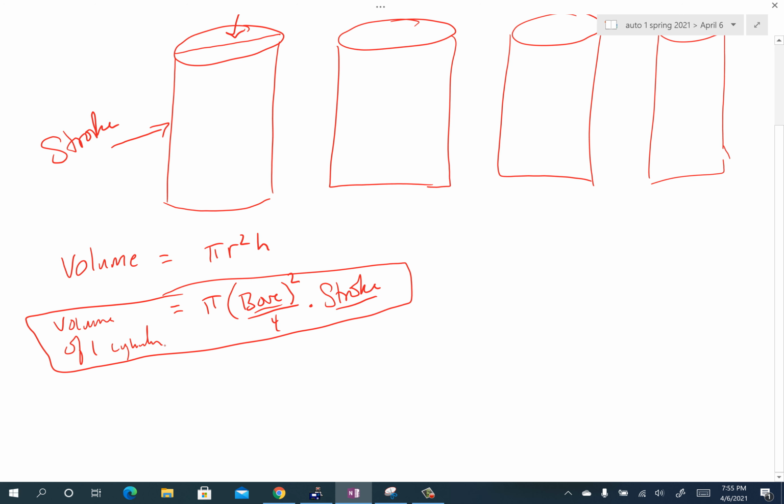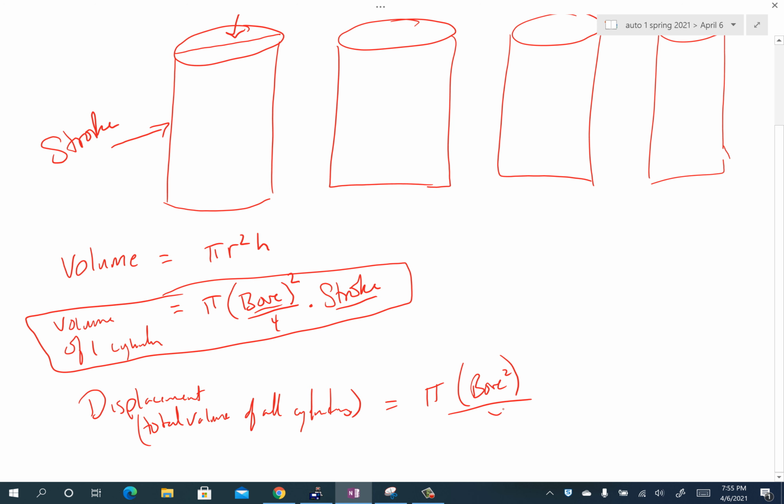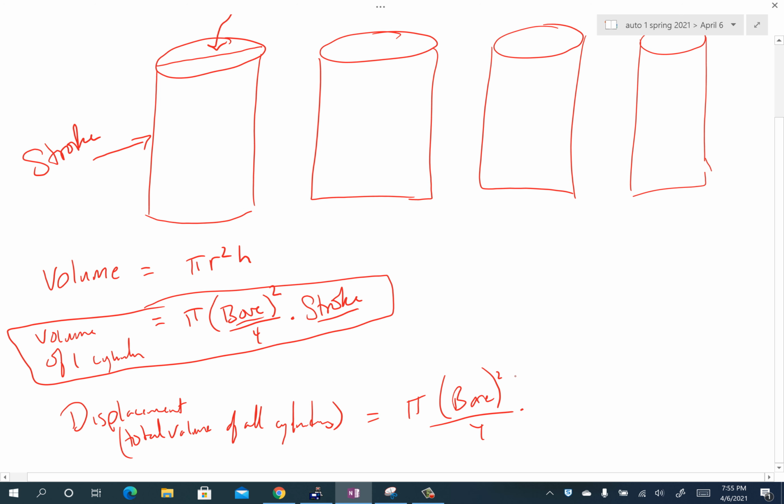So to get displacement, displacement is simply the total volume of the engine, of all cylinders. So how do I find that, Mr. Green? Glad you asked. It's going to be equal to pi times the bore squared divided by 4 times the stroke times the number of cylinders.